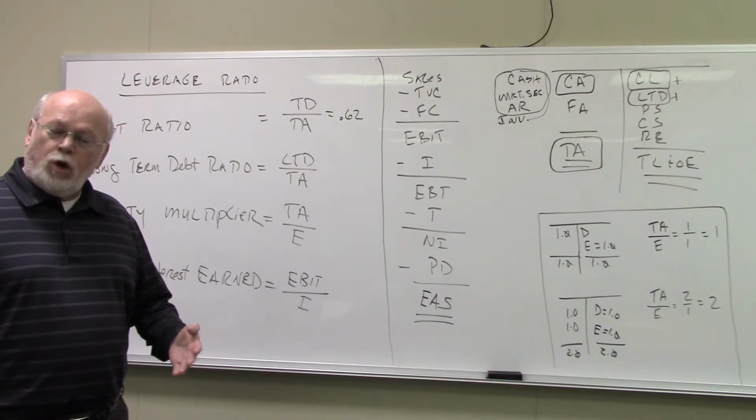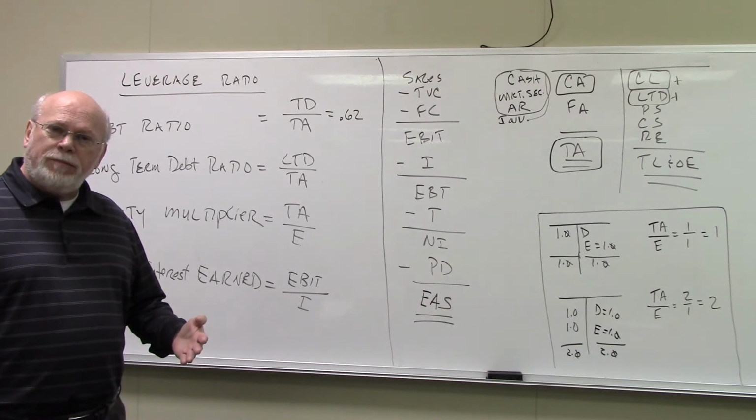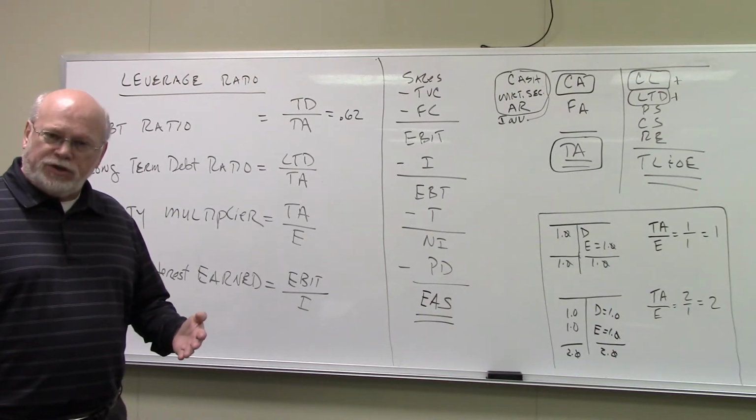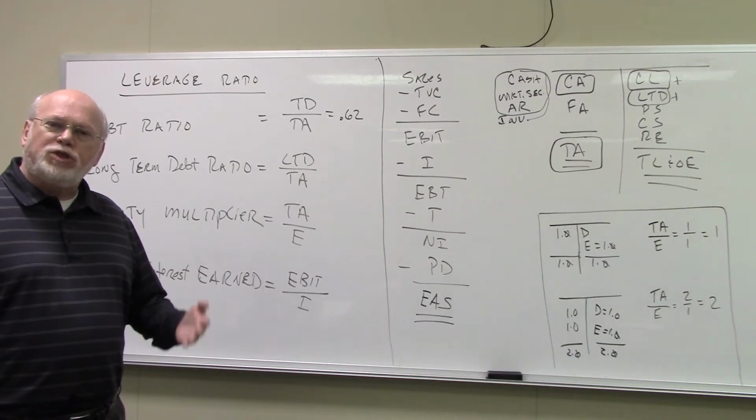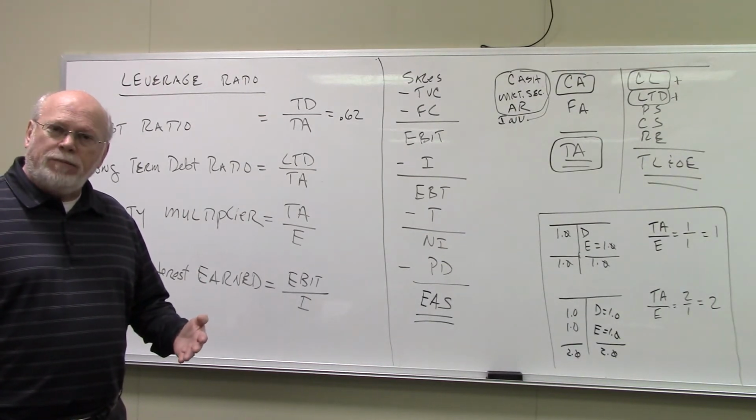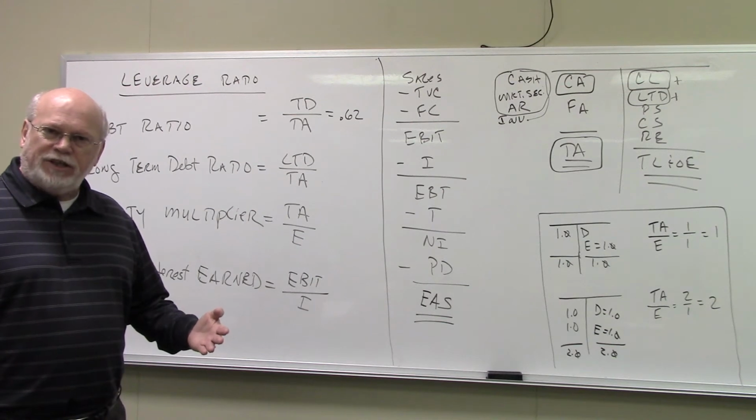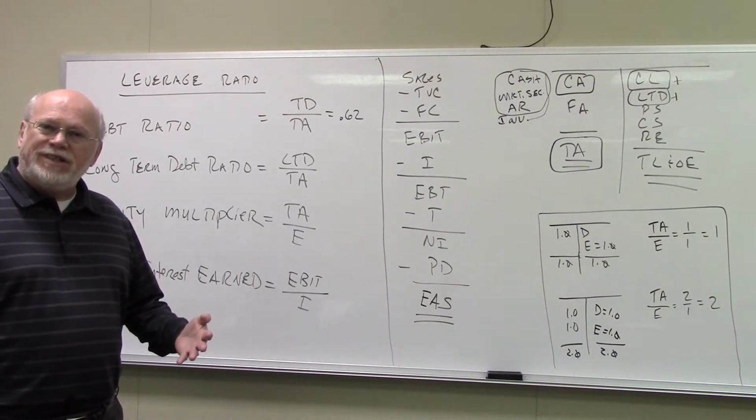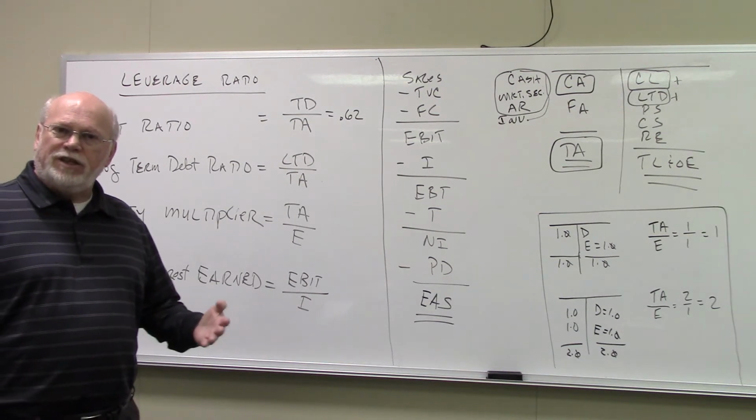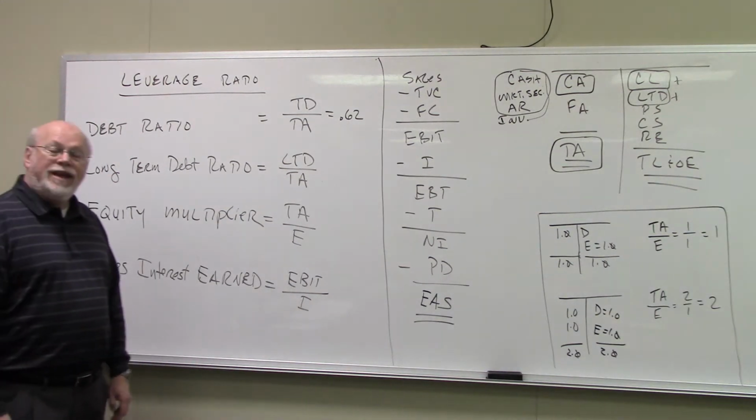What's the greatest this number could be? 1 or 100%. All of its assets are financed by debt. What's the smallest it could be? 0. None of the assets are financed by debt. 0.62 means 62% of the assets are financed by debt. This is called the debt ratio.